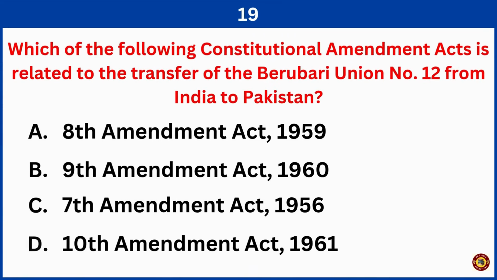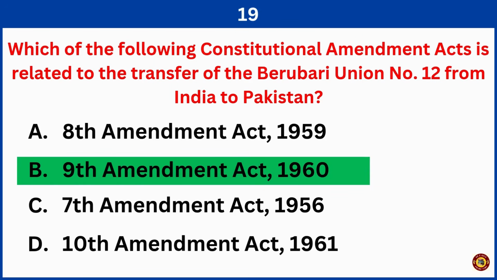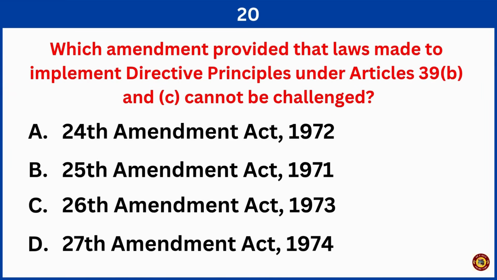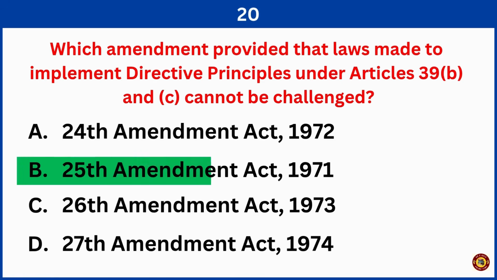Which of the following constitutional amendment acts is related to the transfer of the Berubari Union number 12 from India to Pakistan? Right answer is option B, Ninth Amendment Act 1960. Which amendment provided that laws made to implement directive principles under Articles 39B and C cannot be challenged? Right answer is option B, 25th Amendment Act 1971.